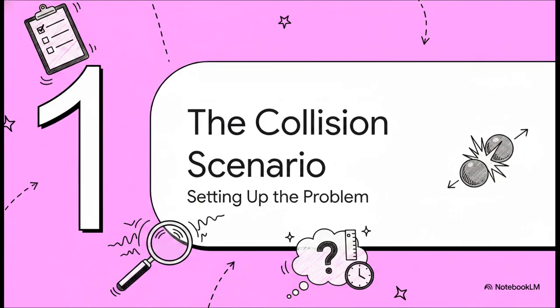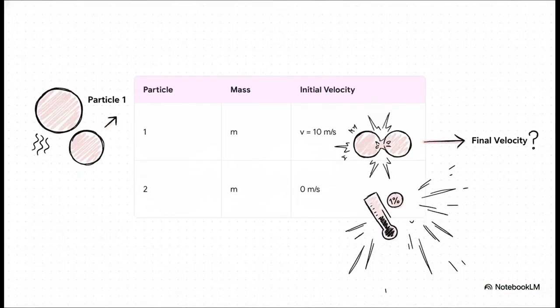Before you even think about writing down an equation, the number one rule in physics is to get organized. You've got to understand the situation, lay out all your clues, and know exactly what you're trying to find. So what's our setup here? We've got two particles, and the problem tells us they have the exact same mass, which we'll just call m. Particle 1 is zipping along at 10 meters per second. It slams, head-on, into particle 2, which is just sitting there minding its own business. Our job? Find the final velocity of that first particle.